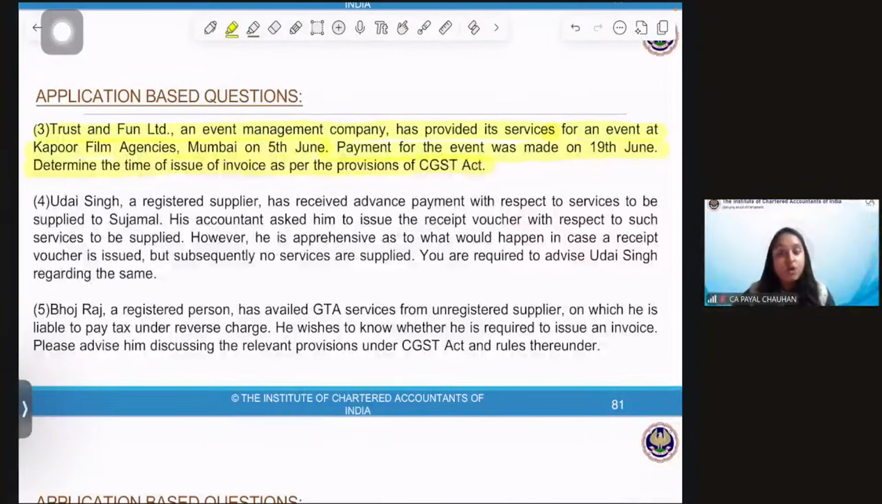It will be a normal service, right? It will be a normal service. Perfect. Now, tell me the answer. So you have all the provision. Why will I explain? Till what time the invoice has to be issued?